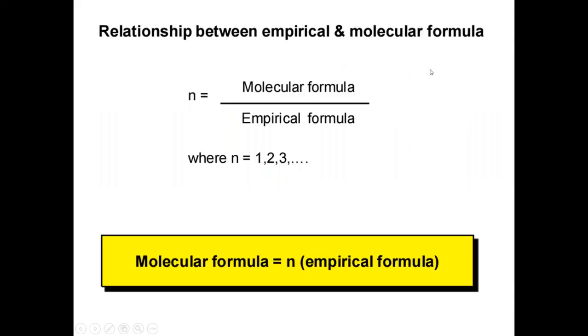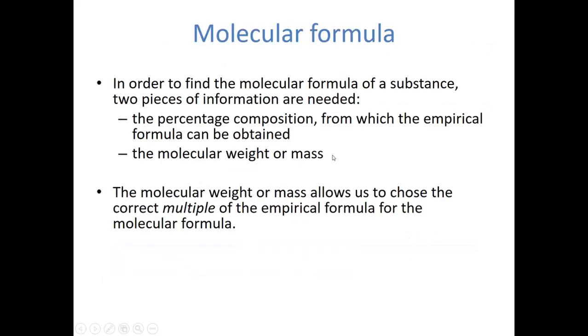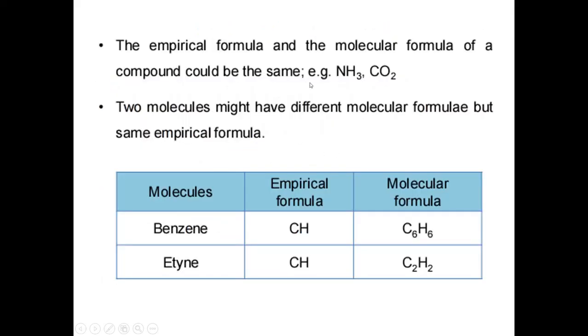Relationship between the empirical and molecular formula. So this is the formula: molecular formula divided by empirical formula. The empirical formula and the molecular formula of a compound could be the same, for example, ammonia and carbon dioxide. And 2 molecules might have different molecular formulas but the same empirical formula. Normally, benzene has the same empirical formula, but the molecular formula is different between benzene and ethine. Benzene is an aromatic compound, while ethine has a triple bond.